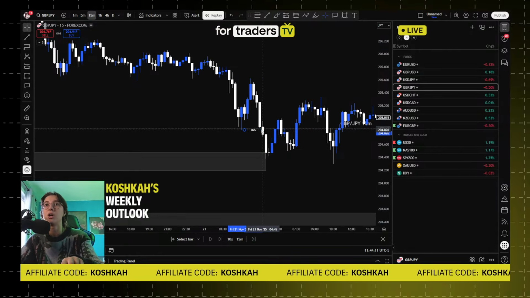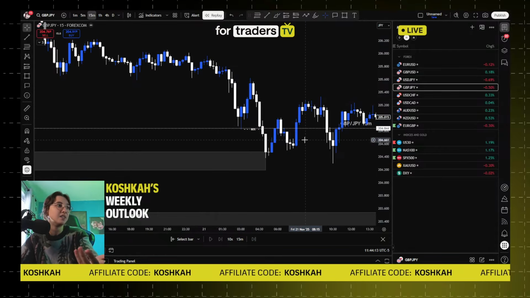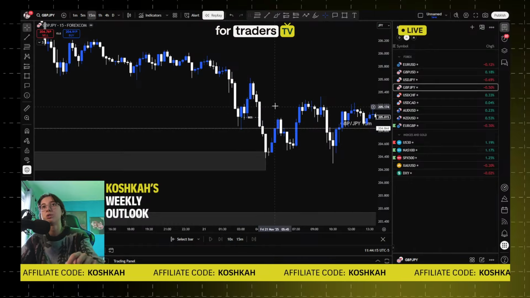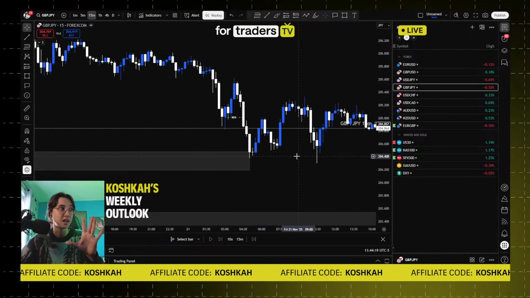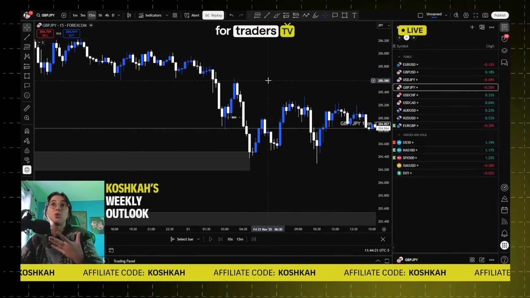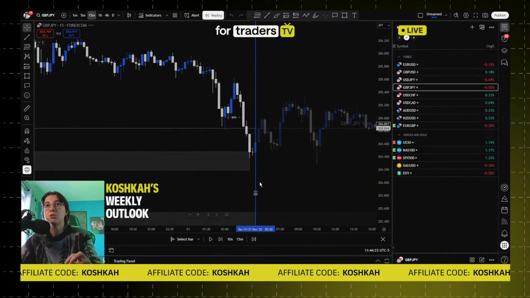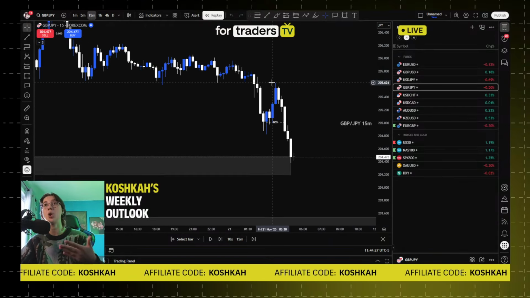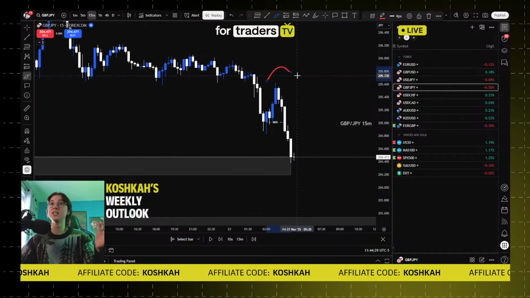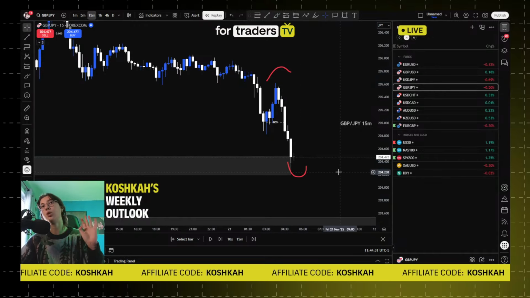Again, if you take your wicks, you're going to have it like that. I take my body closure, so I have it like that. So this is the last break of structure to the downside, right? What it creates is a low. Let me just go back in time. It creates a low and a high. You see, low, high. So this is the high of the range. This is the low of the range.